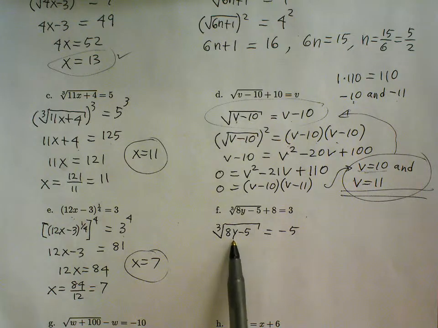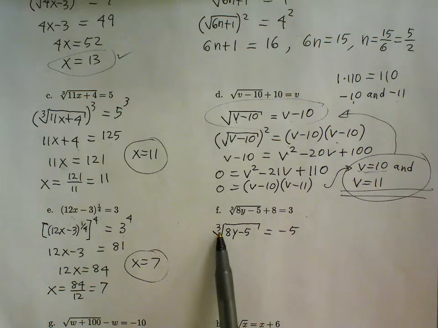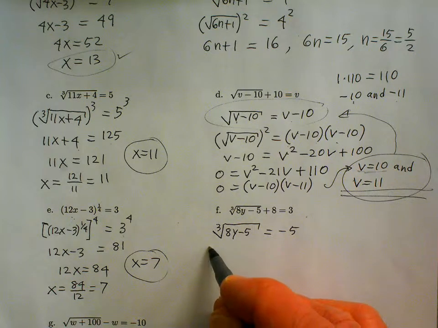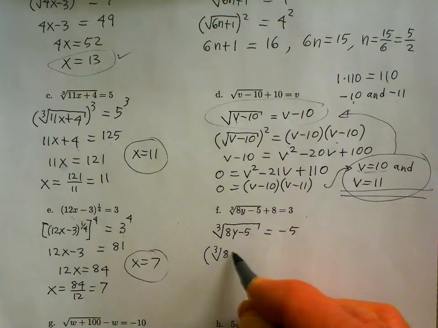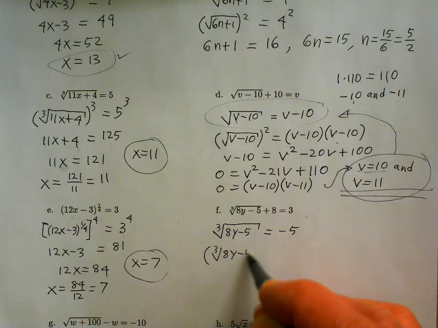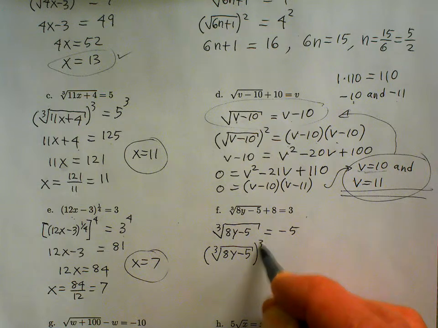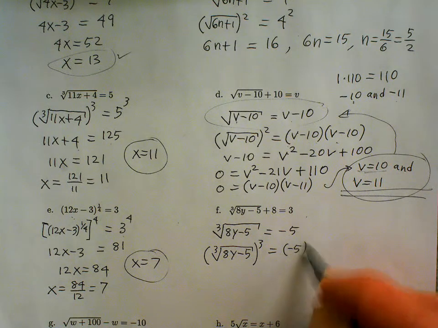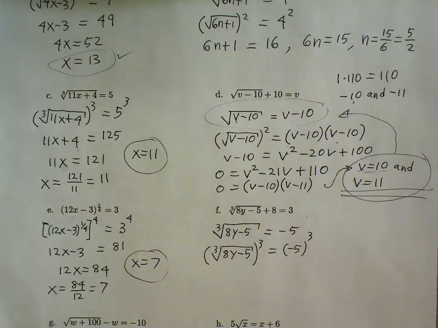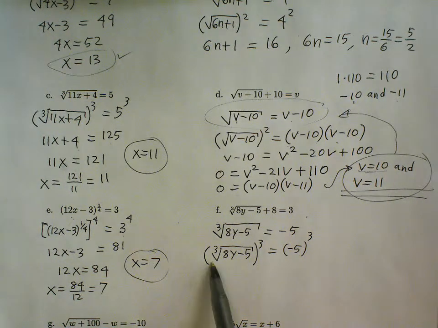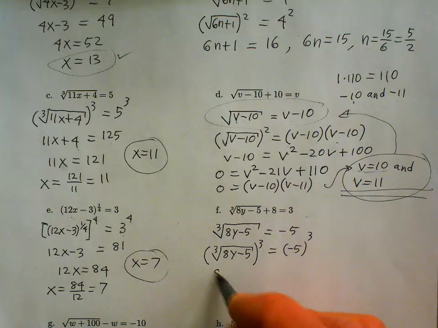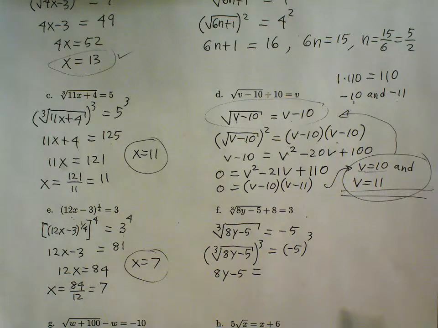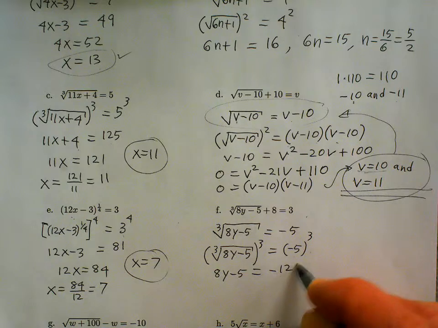Since we want to solve for y and y is inside the radical with index 3, to eliminate the radical, we raise both sides to the third power. So the cube root of 8y minus 5 to the third equals the number negative 5 to the third. The cube root of 8y minus 5 to the third is 8y minus 5. And negative 5 to the third, negative 5 times negative 5 times negative 5, is negative 125.